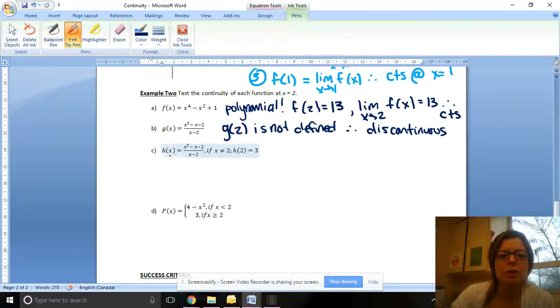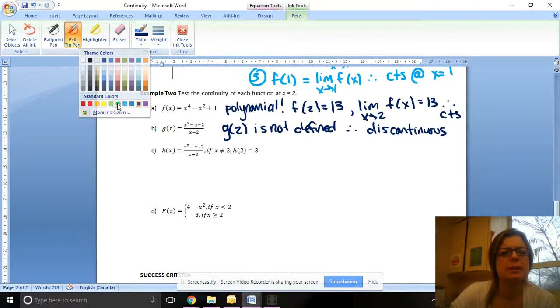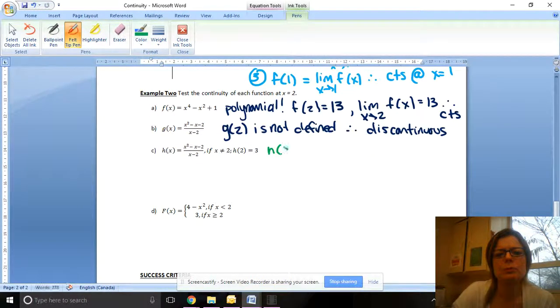So this next one, though, notice that even though 2, if put into this first part of the function, is not defined, it gives a separate point. So it's saying this is the function, except for at 2, it's equal to 3. Here, I'll just do a different color so you don't get confused. So h at 2 is 3. So now we have to check the limit. Okay, so the limit as x approaches 2 of h at x is equal to the limit as x approaches 2.